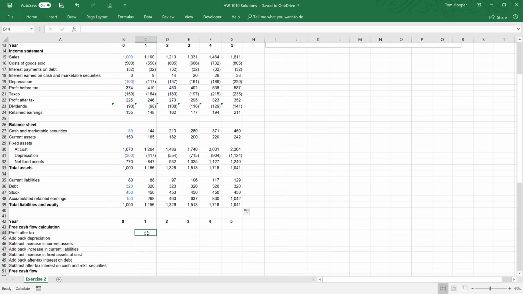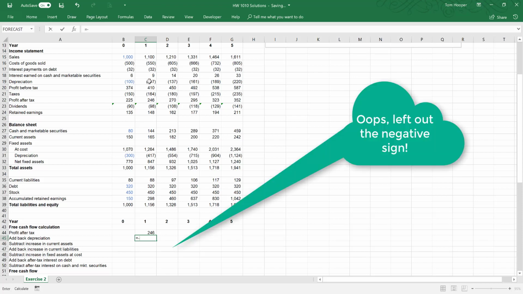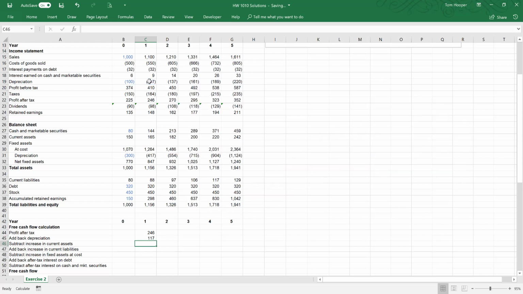For free cash flow, we simply bring down the profit after tax from row 22. Now depreciation is something that we need to add back. So it was negative up here. We need to add it back in as a positive. Subtract the increase in current assets. So since we're subtracting, I'll need a negative sign.